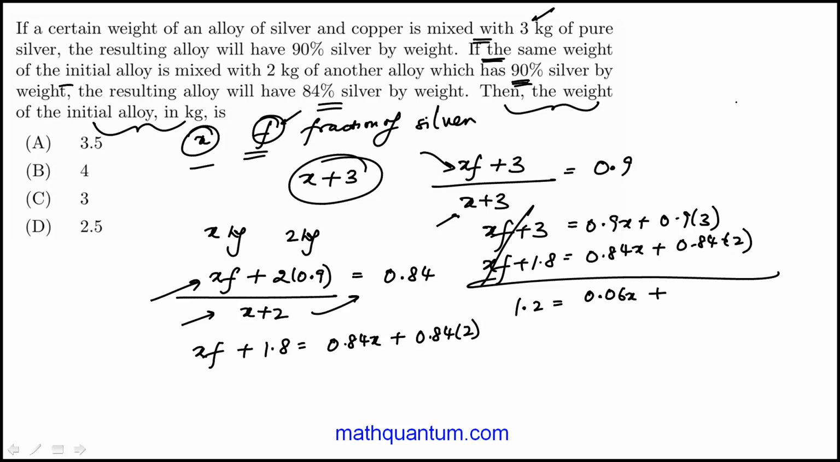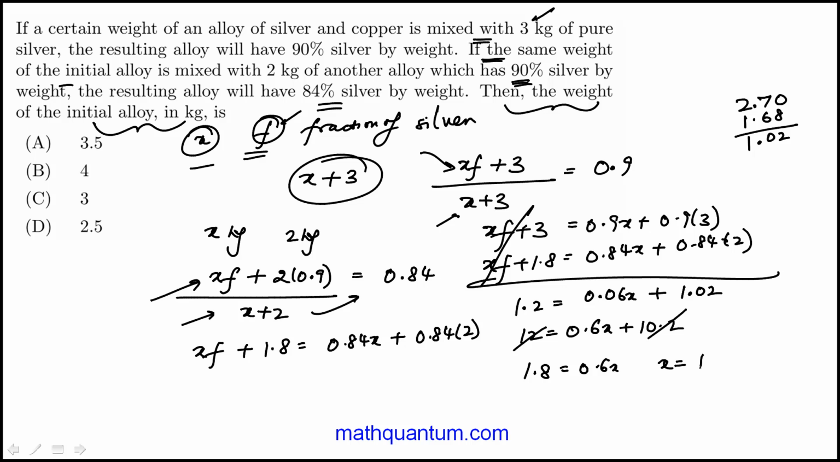I don't see a way to, I guess you could factor something here. 2.7 minus 1.68. So this would be 1.02. And then I will divide this by, actually multiply it by 10. And so that becomes 1.8. Yeah, I think you can just use a calculator at this point. And I get 3 kilograms, which is the correct answer.